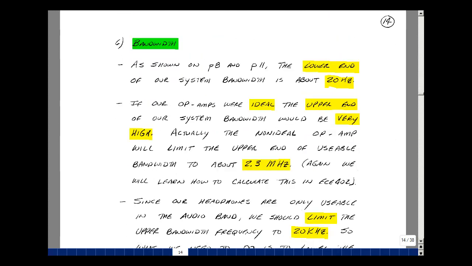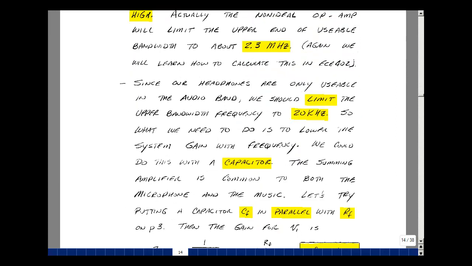As you saw on pages 8 and 11, the lower end of our system bandwidth is about 20 Hz. Now, if our op amps were ideal, the upper end of our system bandwidth would be very, very high. But this particular op amp, as well as every other non-ideal op amp, has an upper limit based on a thing called the gain bandwidth product. We'll learn how to calculate these things in ECE 402, but for this particular op amp with the gain that we've selected, the upper 3 dB bandwidth is about 2.3 megahertz. Now that's much more bandwidth than we actually need because we can only hear up to 20 kilohertz. So what we need to do is to lower the system gain with frequency.